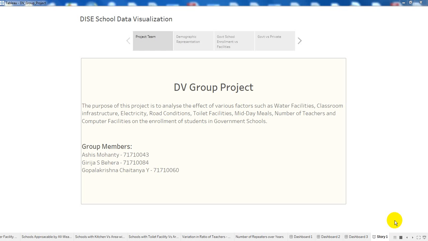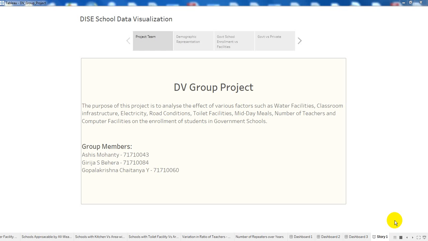As part of this presentation, we'll be looking into various factors which affect the enrollment of the students in the government schools. We'll be looking into multiple factors such as water facilities, classroom infrastructure, electricity, road conditions, toilet facilities, midday meals, the number of teachers, the computer facilities on the enrollment of the students in government schools.